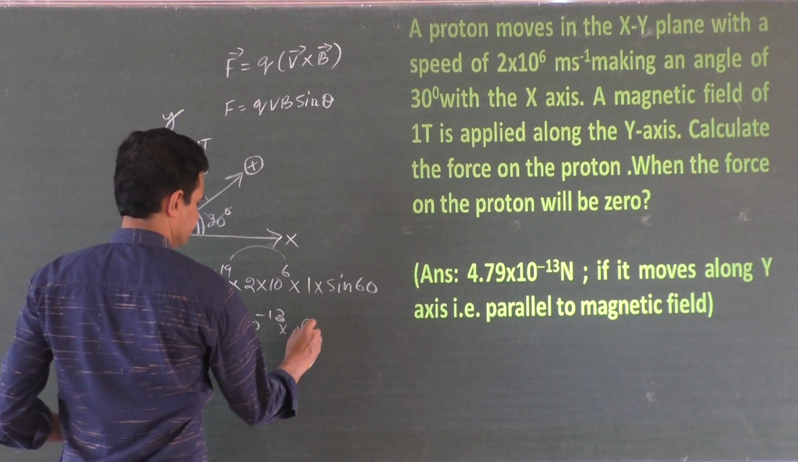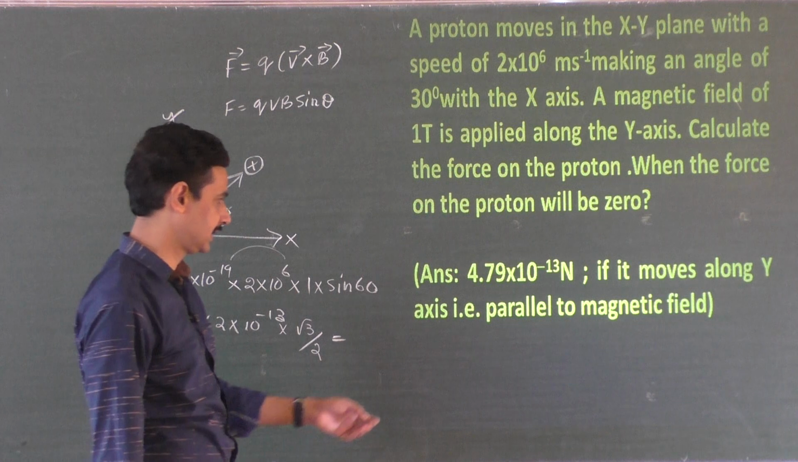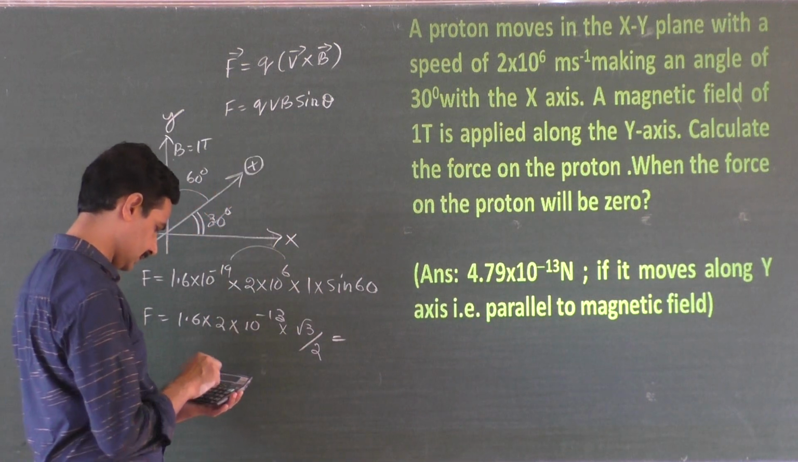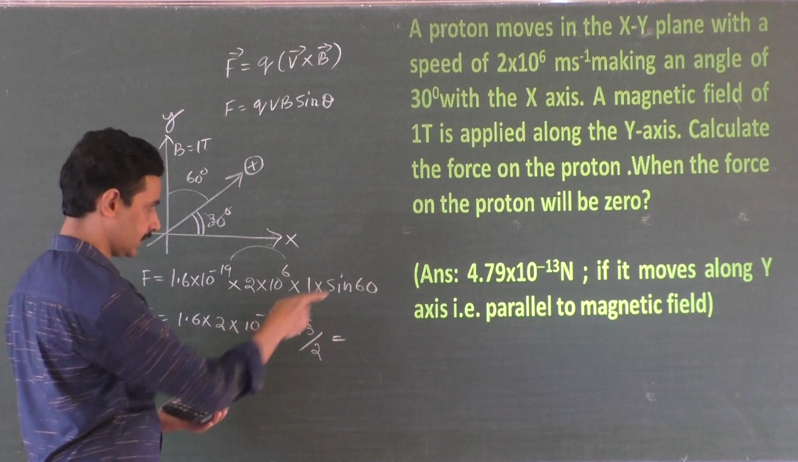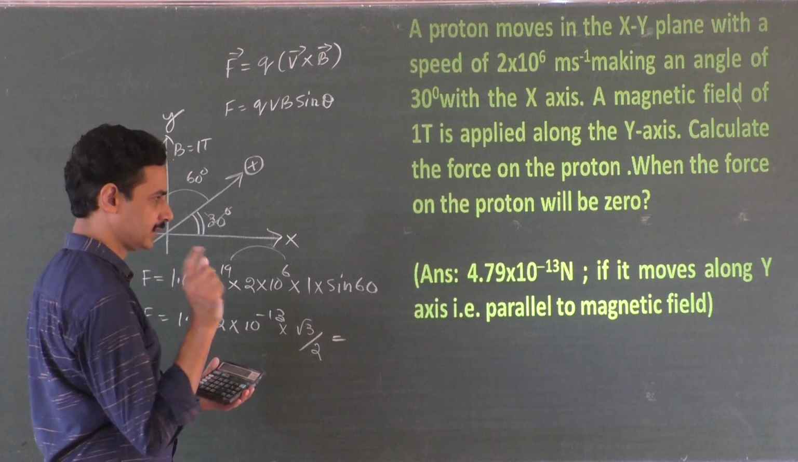Root 3 by 2. This answer is given wrongly in the textbook. I think I have given it in the textbook by taking it as sin 30. It is not sin 30, it is sin 60. So you will get a different answer from the textbook. Whatever is mentioned, please correct it. Not the textbook, that Fuse's book.